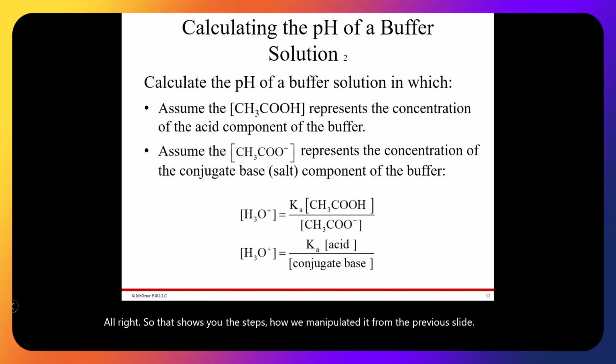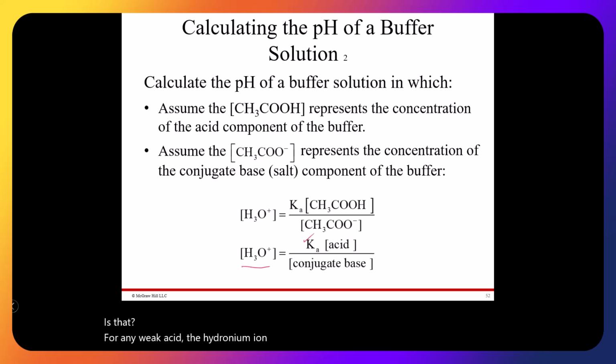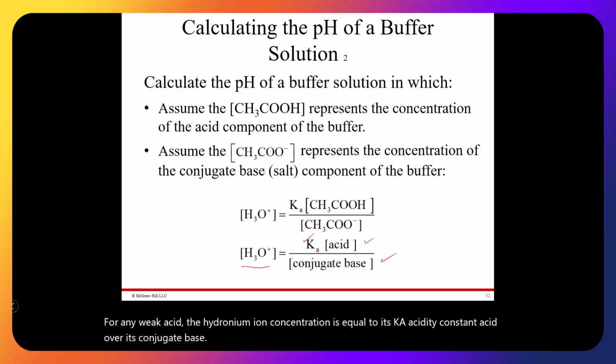Alright, so in general, what you'll see here is that for any weak acid, the hydronium ion concentration is equal to its Ka, the acidity constant, times the acid over its conjugate base. Right, so that's just the general form of the equation.